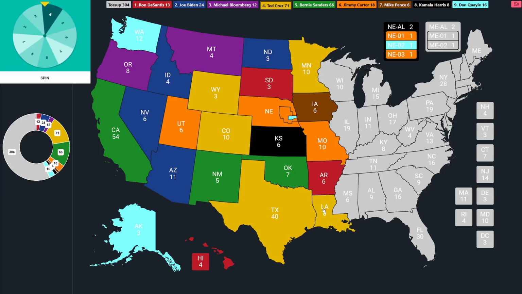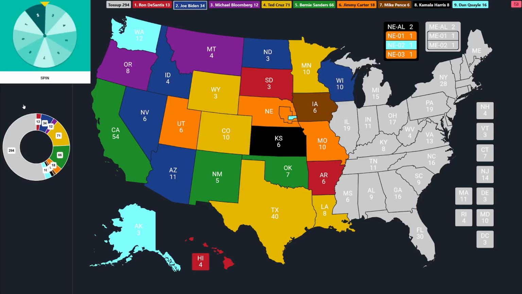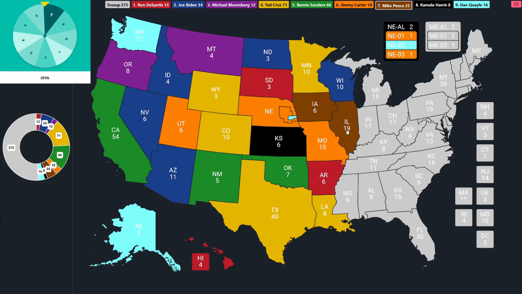Now we go back up north for the next state. It's Wisconsin. They've got 10 more of them. And the spinner says number 2. That's going to Joe Biden. Next, Illinois, 19 more. Pretty good chunk. Number 7, Pence. He's got another state. And now we've got Kamala Harris on the bottom.